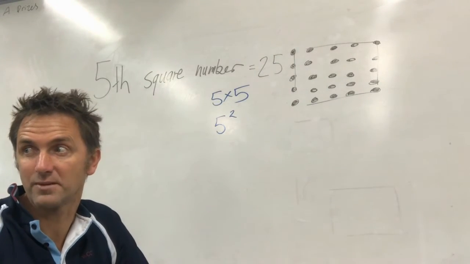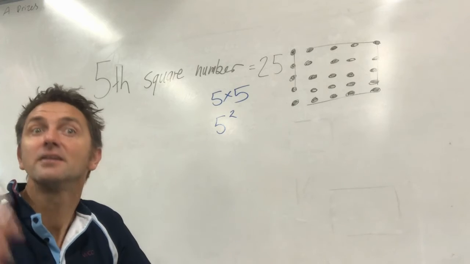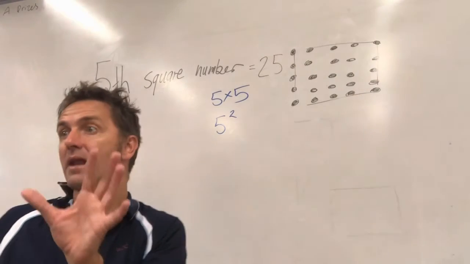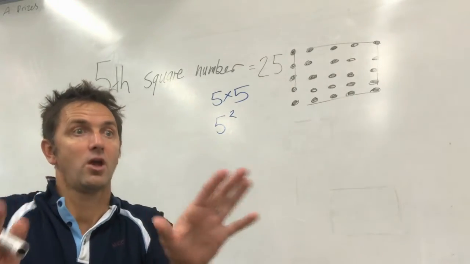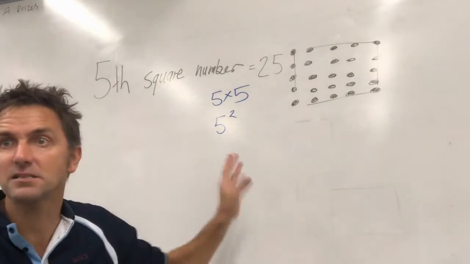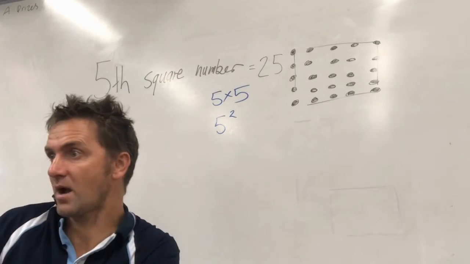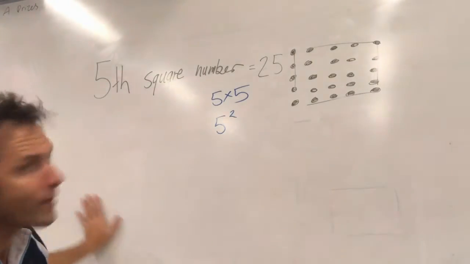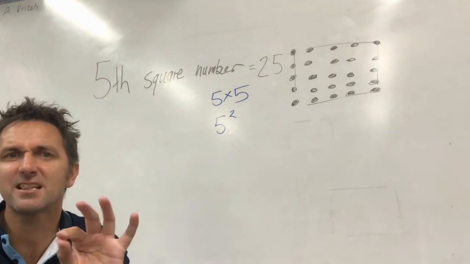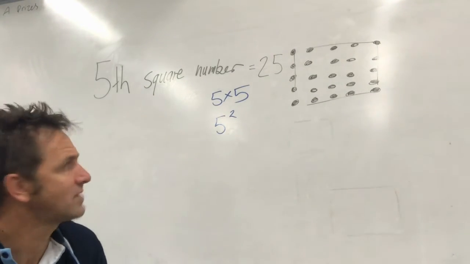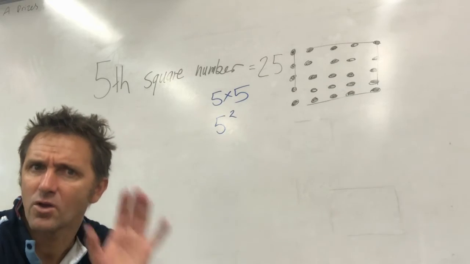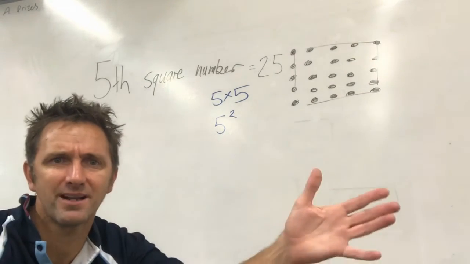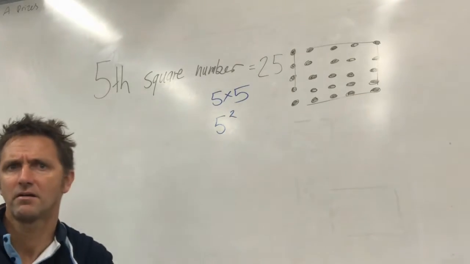Who knows what the next square number is? 36. Stop and have a think. This is a part of the video where I'm going to stop. You're going to create the 6th square number. Do it in pencil so you can rub it out if you get it wrong. Do it by yourself. We've done the first 5. You're up to the 6th one. Draw it out. Take your time. If you're watching at home or in class, pause me and then have a go.